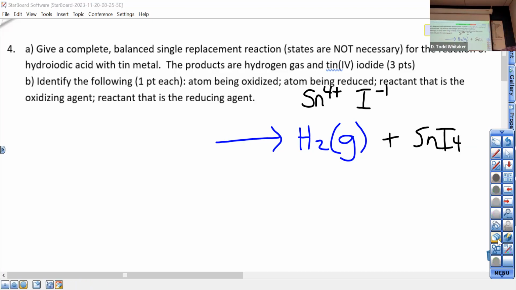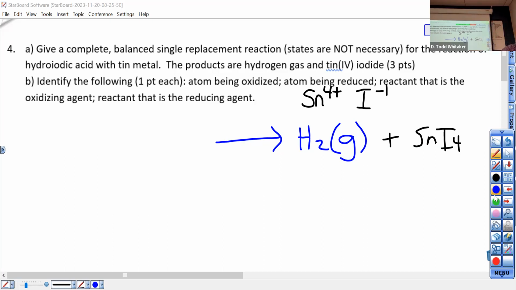We do need the reactants. HI, we have to know our hydro acids. It will be a hydro-blank-ic acid. We got 4 versions of the tests and 4 popular halogens. I'm just telling you. You're going to have HF, HCl, HBr, or HI.